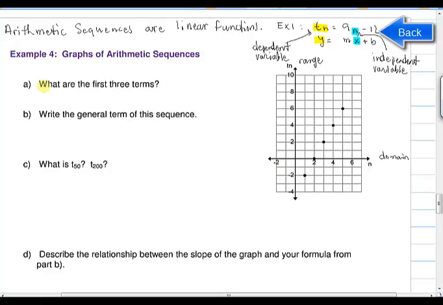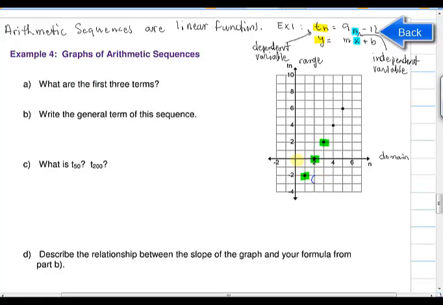So for our first question, what are the first three terms? Well, if you take a look, our first three terms are here on our graph, okay? And your term is graphed on the y-axis, so you would expect that the y-coordinate for each of these points would be a term number, okay? So if we get the coordinates for these first 3 points, then we should get the first 3 terms, okay?